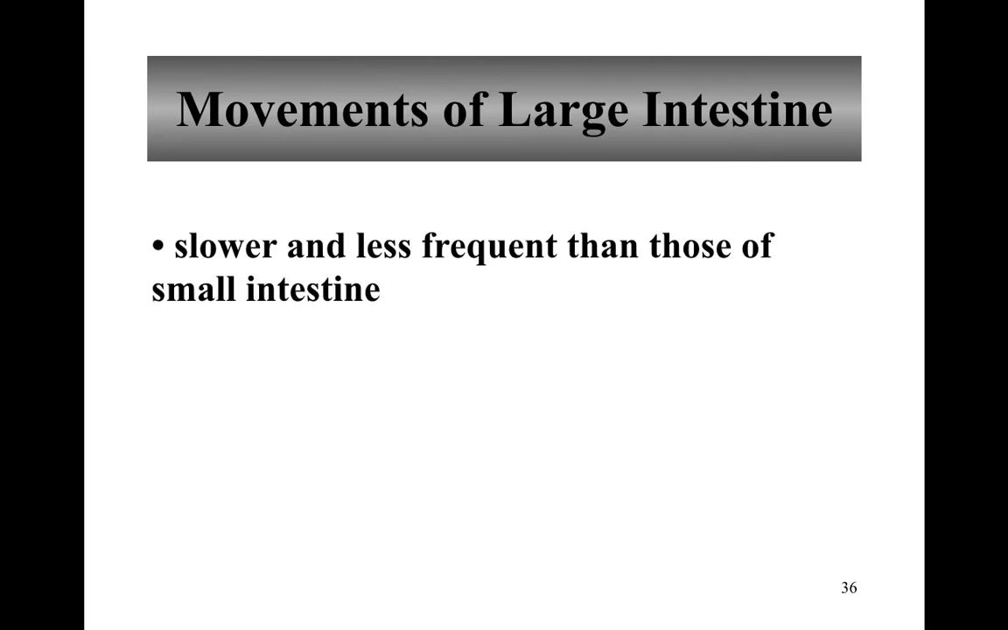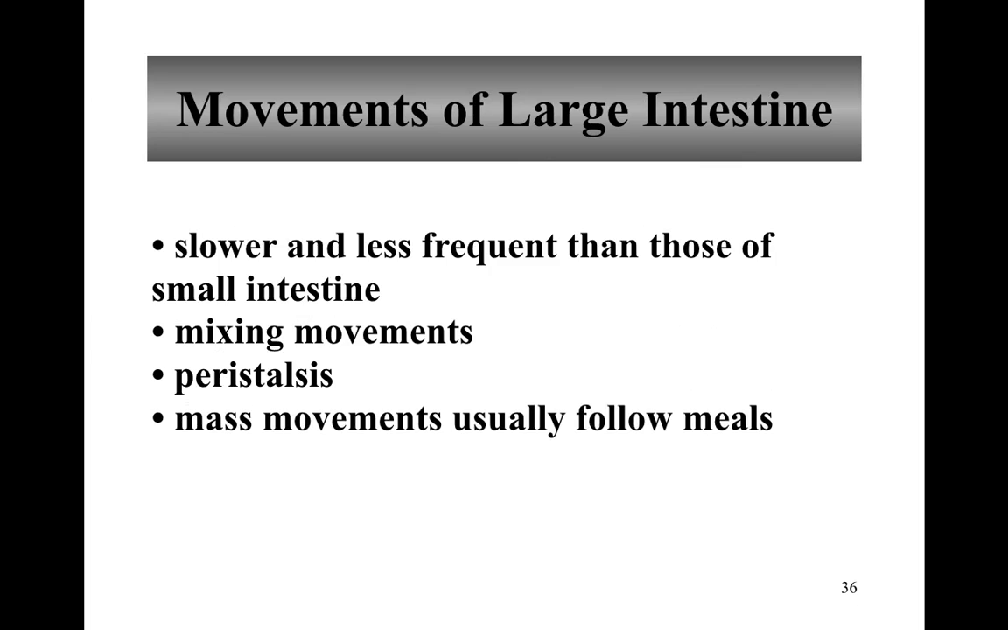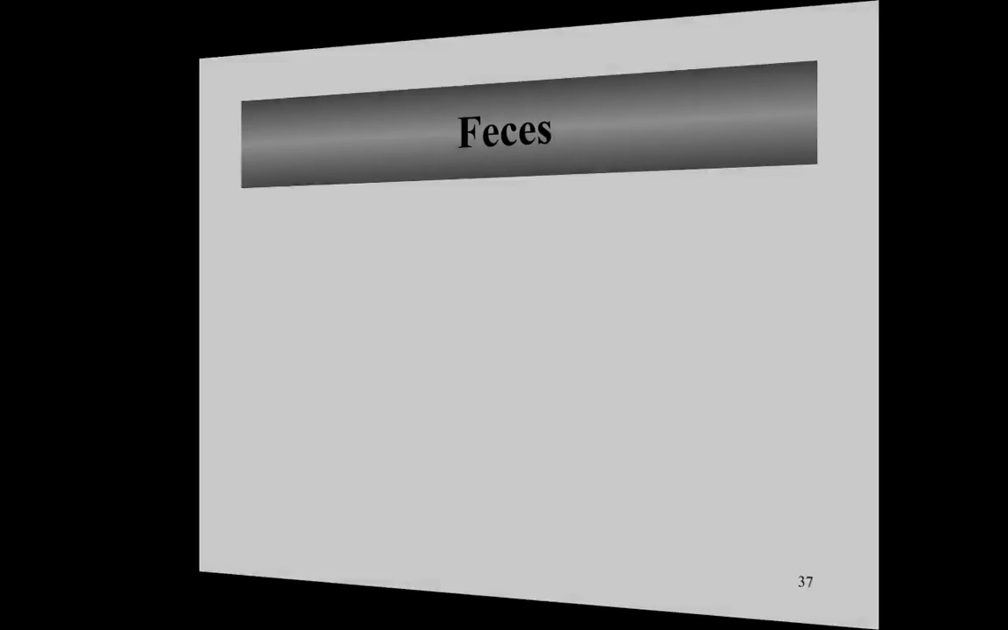As far as movements through the large intestine, they're very similar to the small intestine, except they're slower and less frequent. We have mixing movements like in the small intestine. We have peristalsis, the wave-like contractions, which actually are going to move things along through the large intestine. And we have mass movements, which usually follow meals, which result in defecation normally.